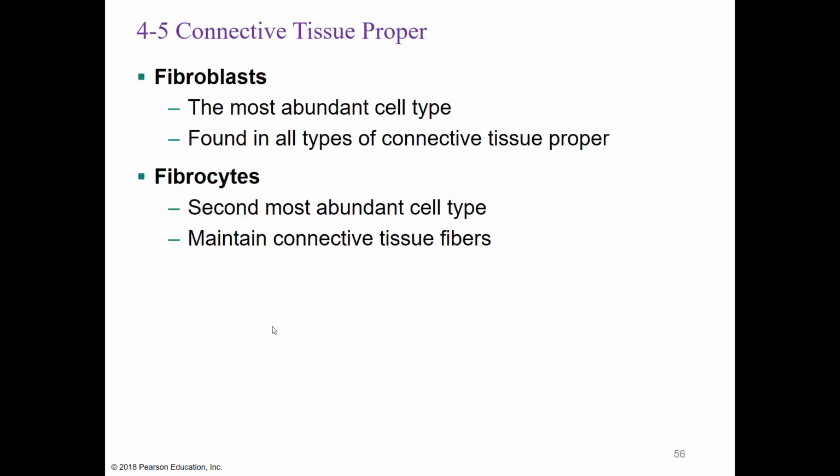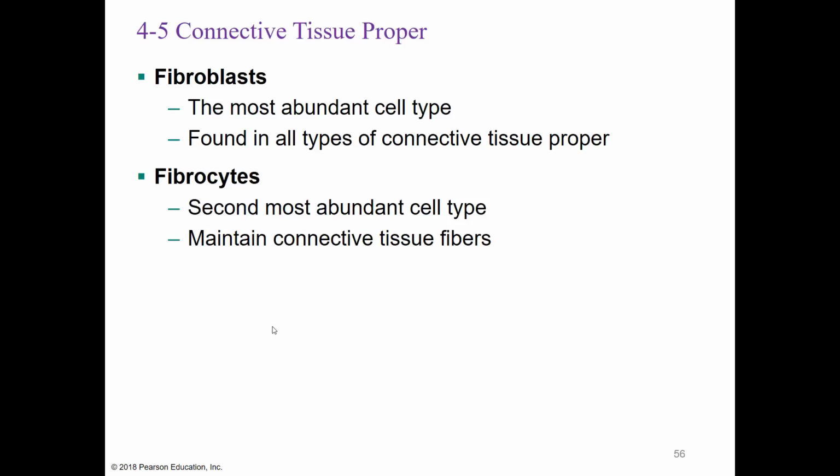So first we have fibroblasts. Fibroblasts are the most abundant cell type, so we're going to see a lot of those in connective tissue proper. And they are helpful in secreting protein to keep the ground substance thick, or viscous. So when we hear the word viscous, we should think of syrupy. Syrupy, sort of like the consistency of honey or maple syrup. So nice and thick, but still pourable.